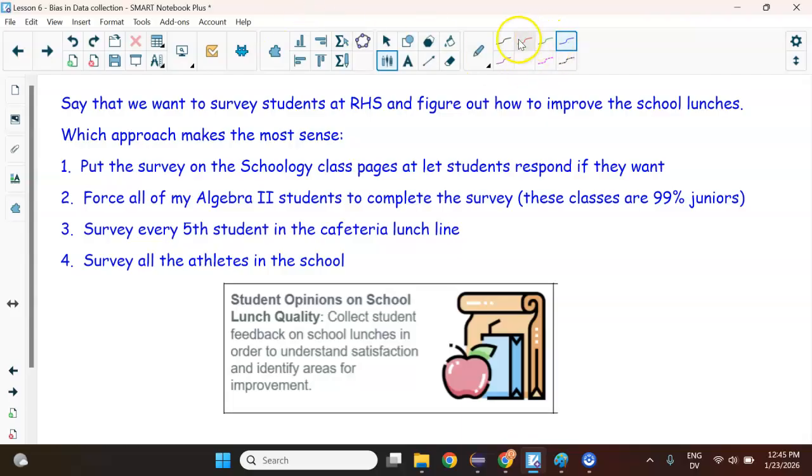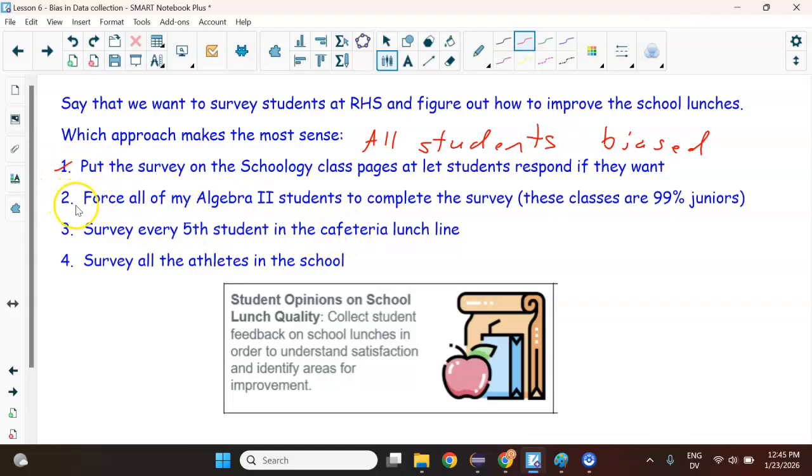Okay, so the first option is good in the sense all students have the chance to fill it out, but this is a little problematic because you're going to get people that really, really care about this. So you're not going to get really the opinions of all the students. You get just people that really care a lot. So this is a little bit biased, kind of towards the people with strong opinions. So it's not bad, but I wouldn't put it as my first choice. So I'm just going to draw an X there.